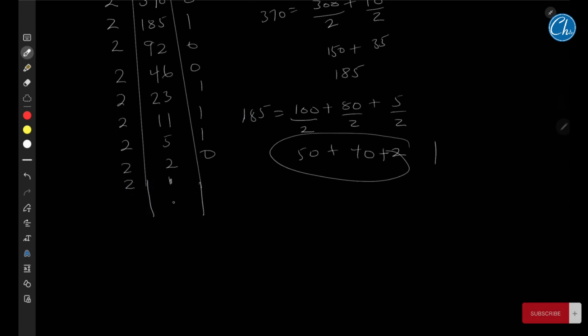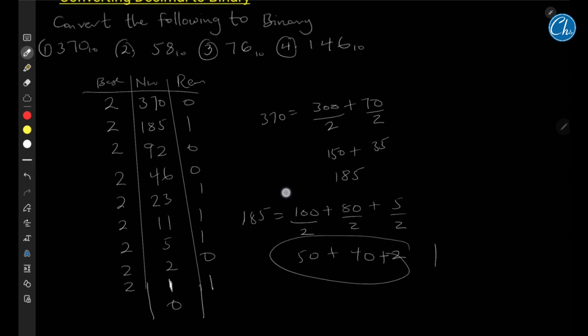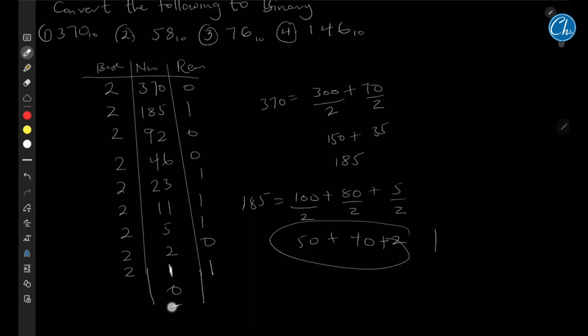Now 2 goes into 1 how many times? 0, remainder 1. Since 2 cannot go into 1, automatically 1 becomes our remainder, right? So we've been able to do our division. This place is 0, which means we are done. Let's read our answer from the bottom. Now take note, the answer is always written from the bottom to the top, like this. So our answer is going to be 101110010 base 2.